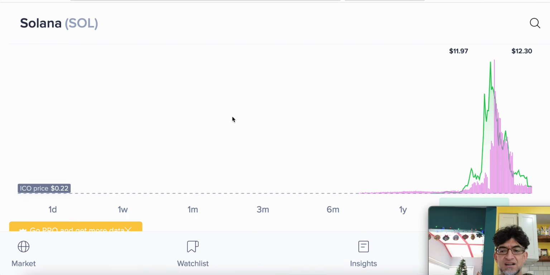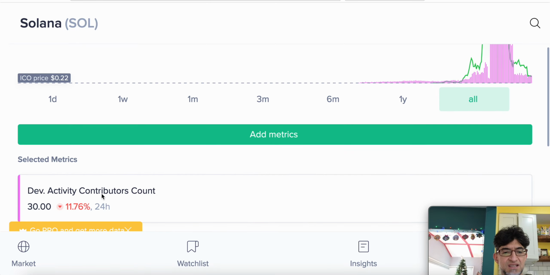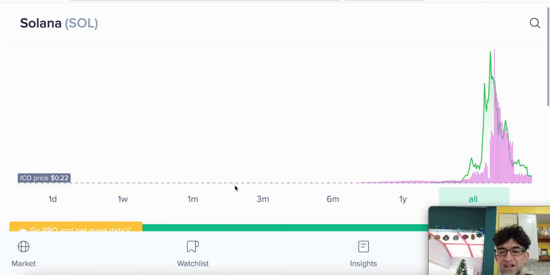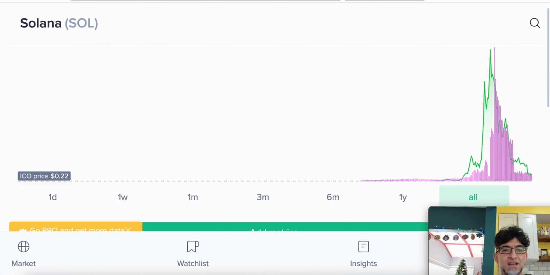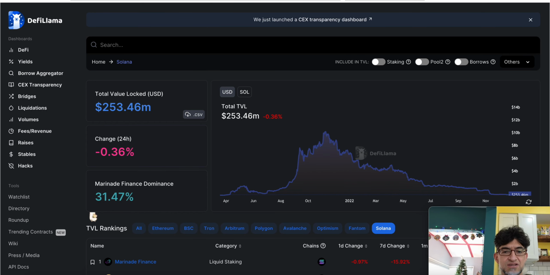If you look at Santiment.net, I want to give you all the sources that I look at to examine developers. The first one is Santiment.net. I typed in the project and added a metric for developer activity contributor count. Right here you can see dev activity contributor count, and you can see it's plunged. So it seems to be confirming the news headline right here. So let's go to another data source.